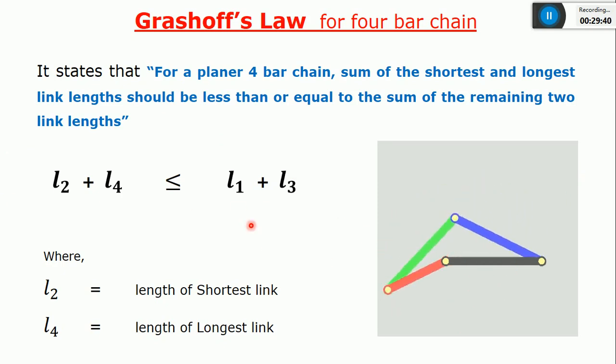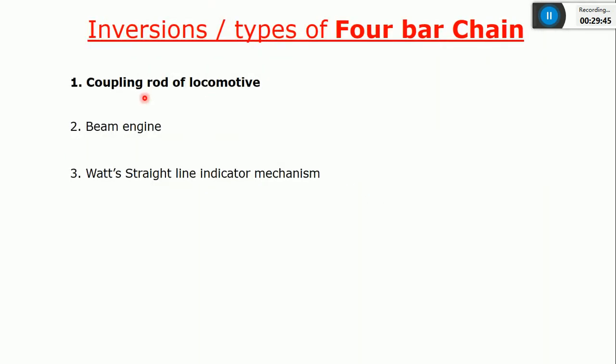This was discussed in the previous class, and I'll go to the types or inversions of a 4-bar chain. In that, I'll go with this one, the coupling rod of locomotive, already listed down here. Please take the next heading: coupling rod of a locomotive.